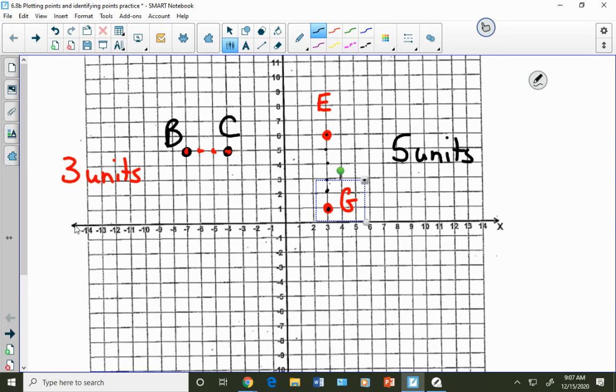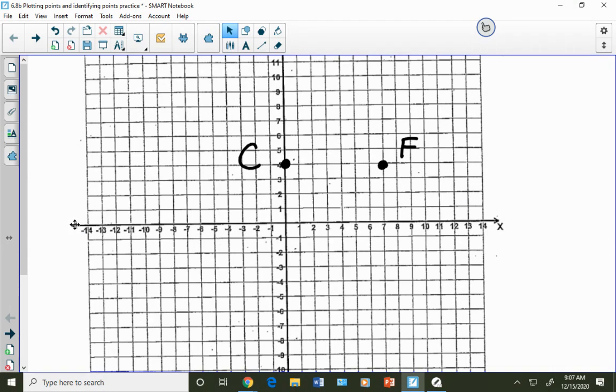Okay, let's try another one. Let's put this point C, point F. So how many units is it from point C to point F? Point C to point F. Well, from point C, we start at C, we count 1, 2, 3, 4, 5, 6, 7. So 7 units.